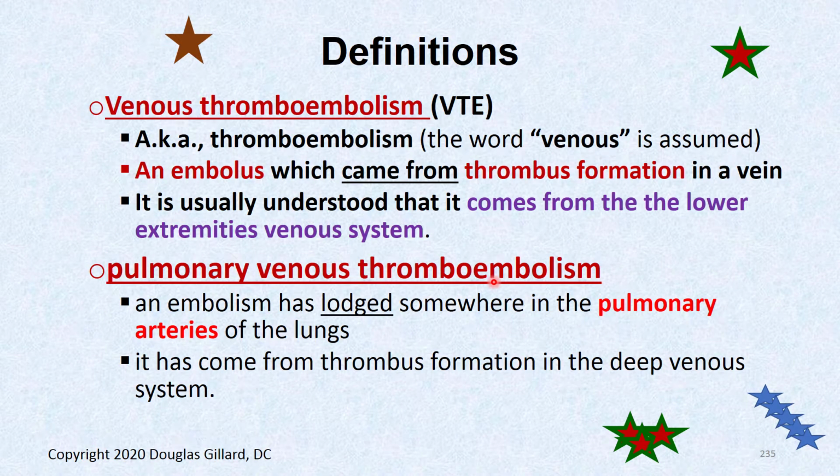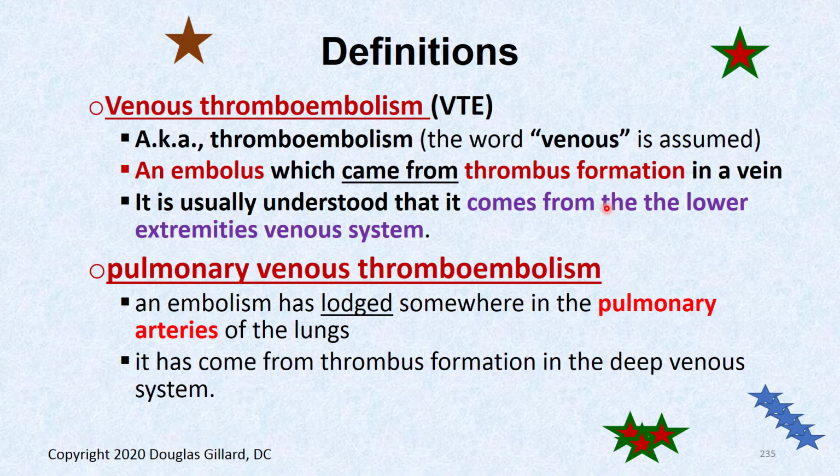All right, let's go back to our definitions. Venous thromboembolism, I said that one already, didn't I? If it just says thromboembolism, assume that it means venous thromboembolism. So venous thromboembolism is an embolism. It's a chunk of thrombus that broke off the main body, traveled up, and got stuck somewhere, hopefully not in the heart, usually somewhere in the lung. And it's understood that it comes from the lower system.